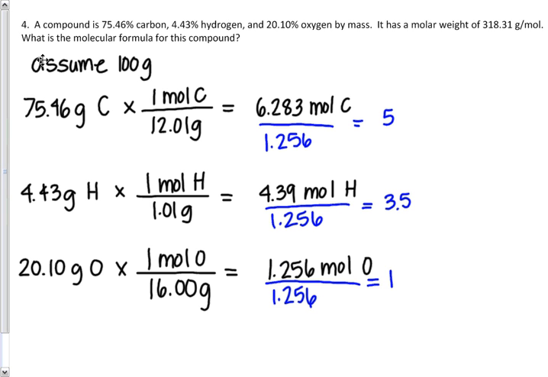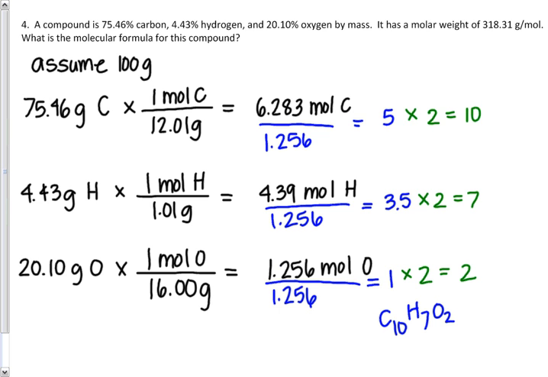Remember, when you get fractions, you have to clear them. To clear the 3.5, you're going to multiply by 2 to get a 7. But what you do to the hydrogen, you have to do to all the other elements as well. So all of these numbers get multiplied by 2, and these are your new subscripts in the empirical formula. So your empirical formula would be C10H7O2.